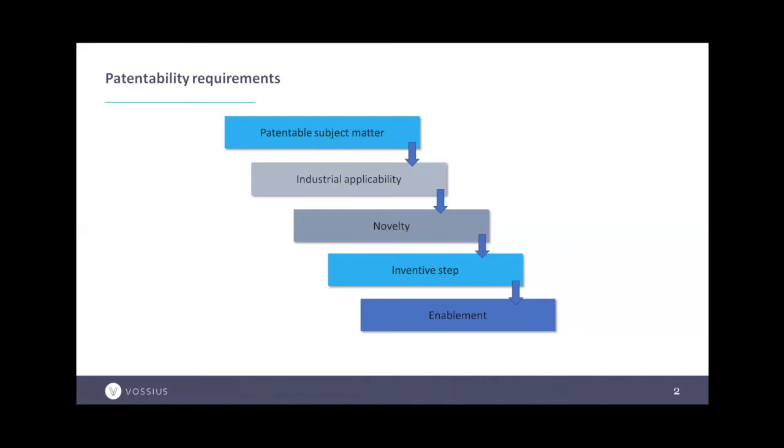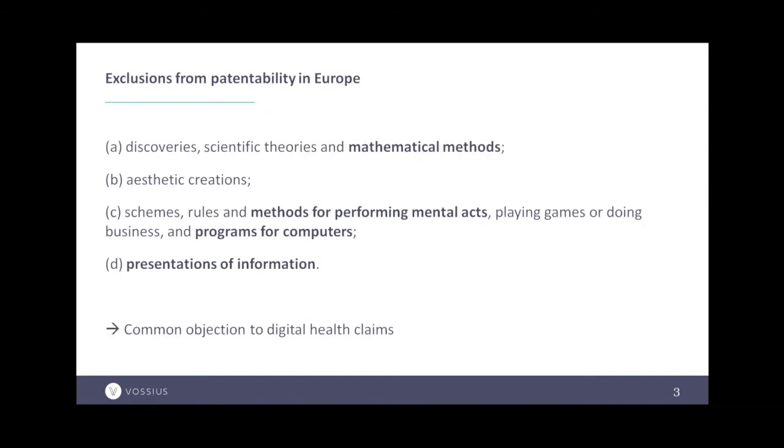So the patentability requirements are pretty much the same. Whenever you submit an application to the European Patent Office, they will analyze the application and whether it's patentable, whether it's patentable subject matter at all, whether it's applicable in the industry, novelty, inventive step, and enablement. So pretty much the same as in the US. However, the assessment of some of these criteria are different, as we will see.